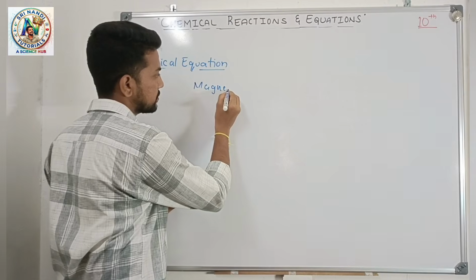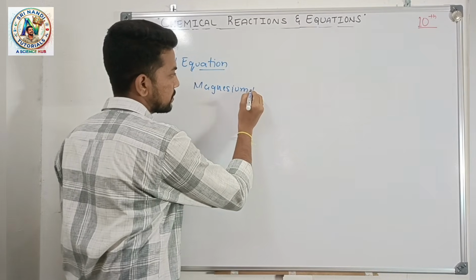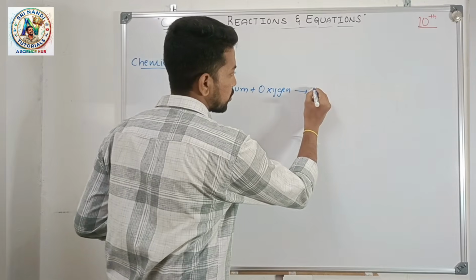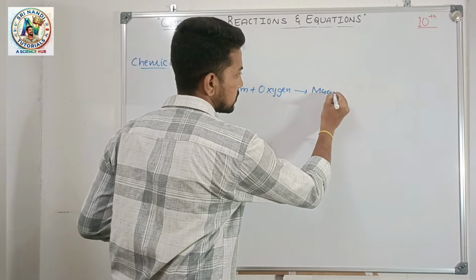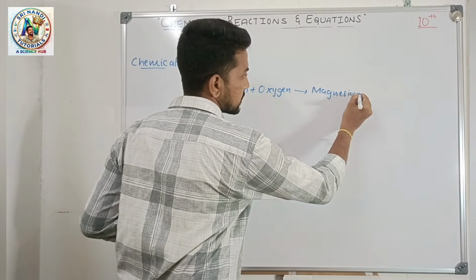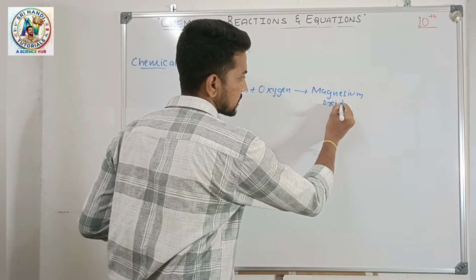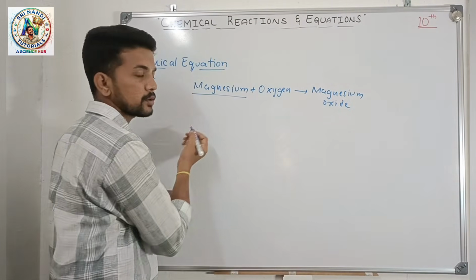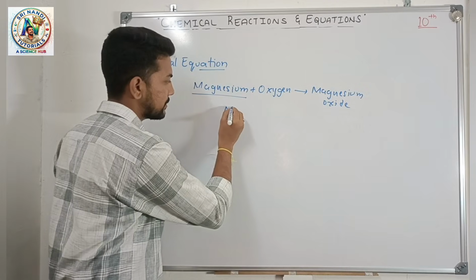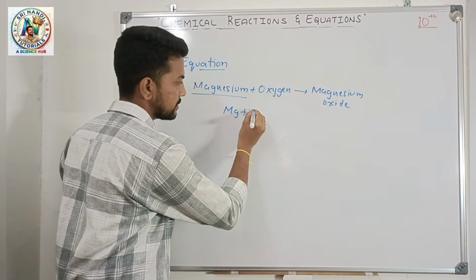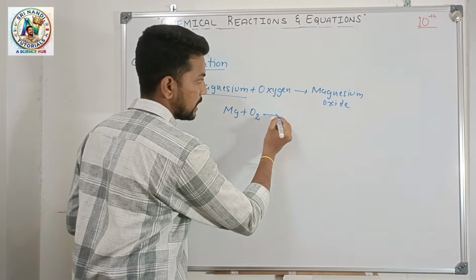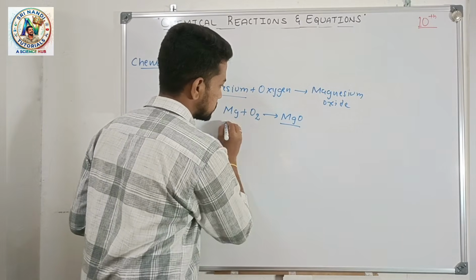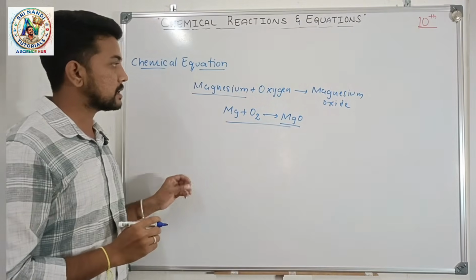Magnesium burns in the presence of oxygen, it produces white powder of magnesium oxide. Correct? So in the simplify ಹೇಗೆ ಬರೀಬಹುದು? In the place of name, you can write the symbol of the element. Magnesium Mg, oxygen O2, and magnesium oxide is MgO. So this is a method of writing the chemical equation.